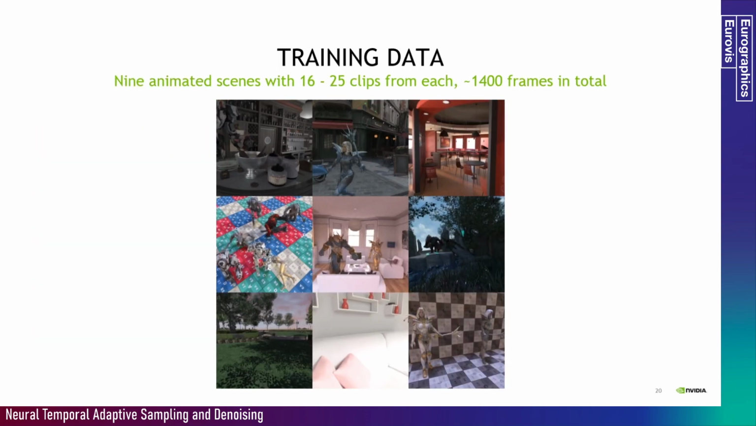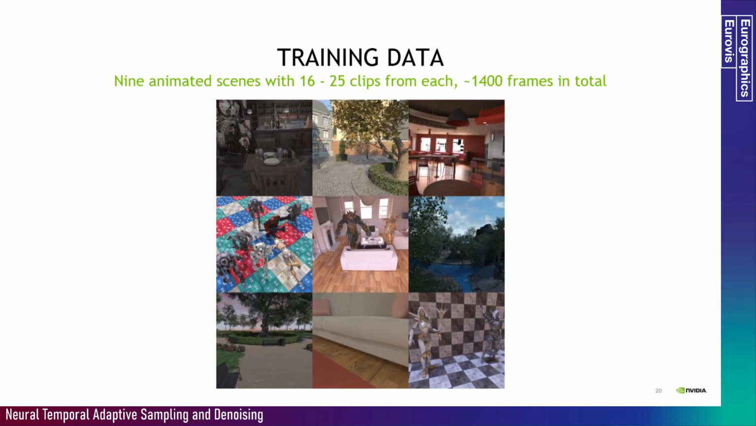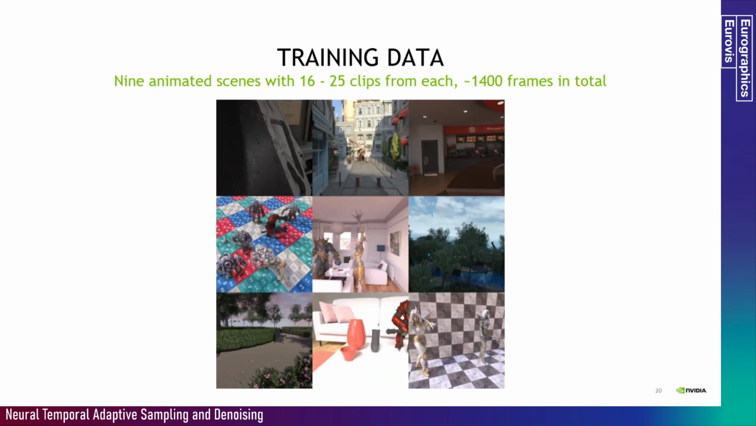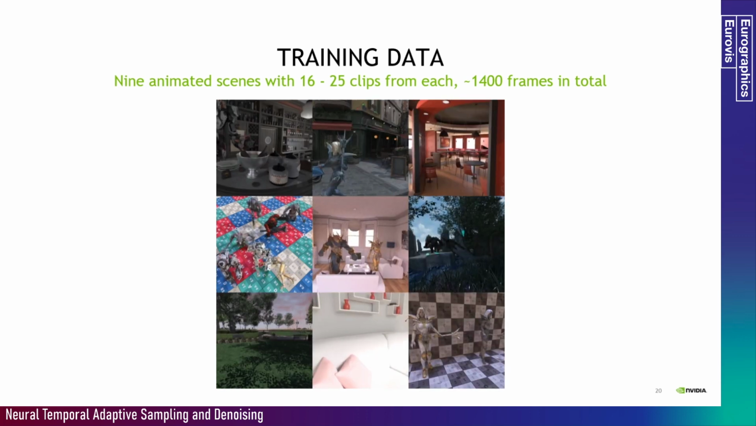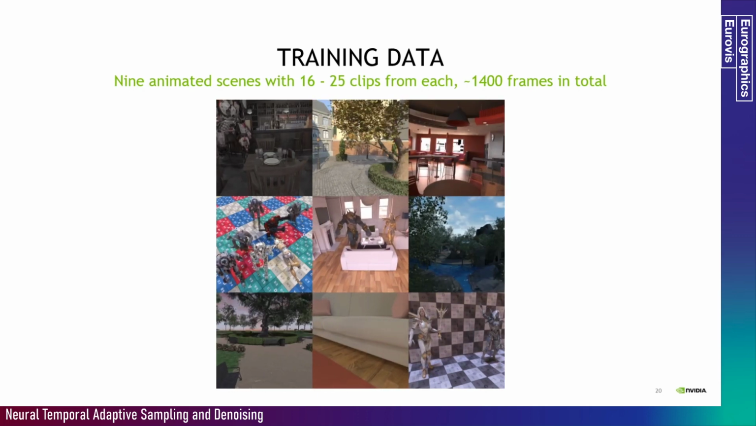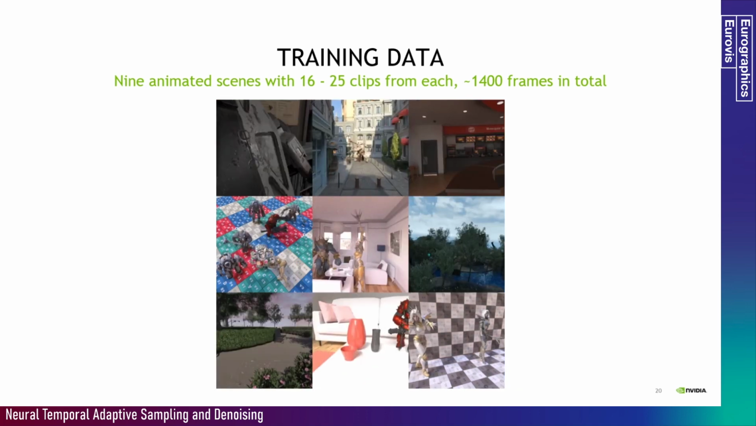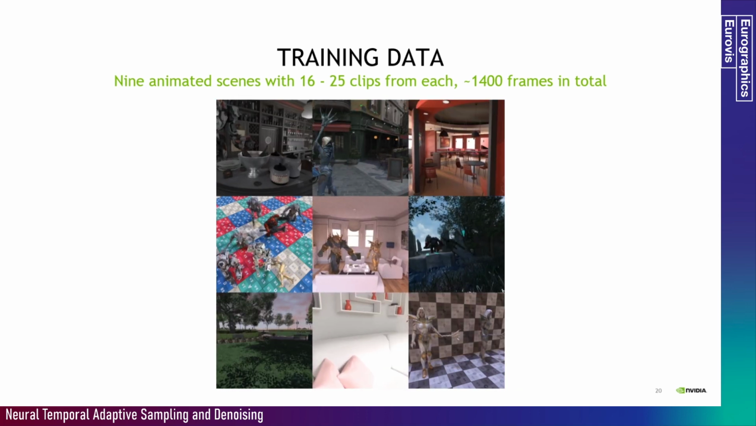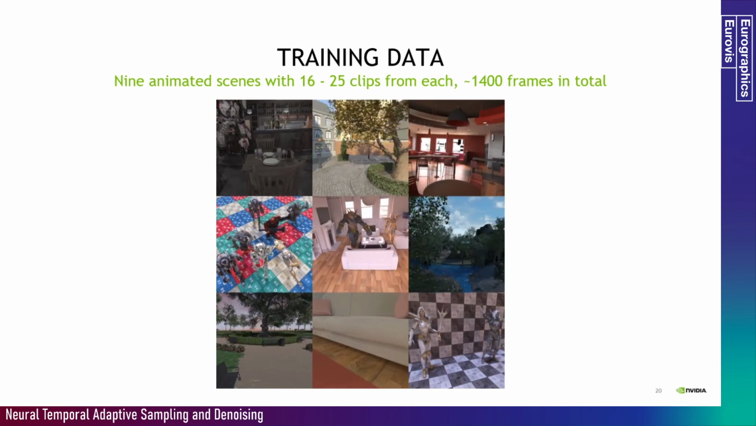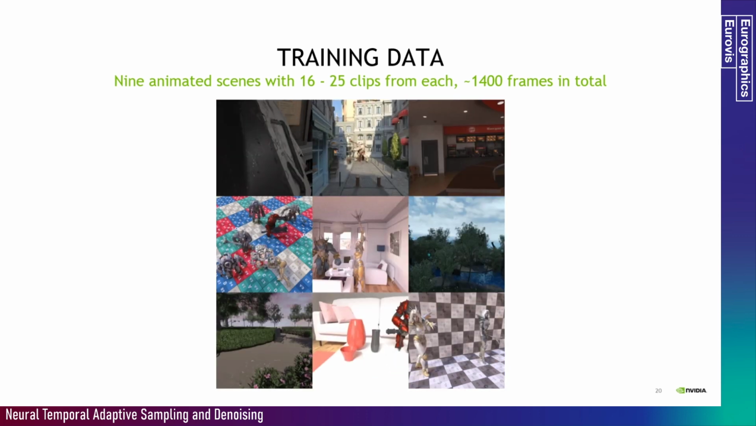To evaluate our network, we trained on the 9 animated scenes shown in this slide. Most of the scenes were already available to us, but to make the motion a bit more complex, we added some random skin meshes to them. There are between 16 and 25 clips from each scene, totaling about 1,400 frames. The reason that we use clips is that we need to train on consecutive frames to get the temporal reuse correct. To further augment the data, we use standard augmentations like random cropping, color shifting, reflection, and rotation.